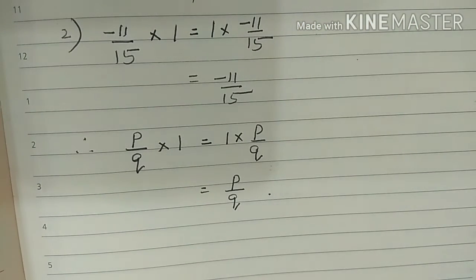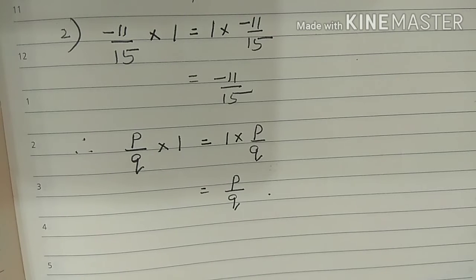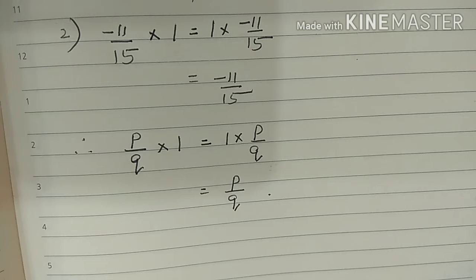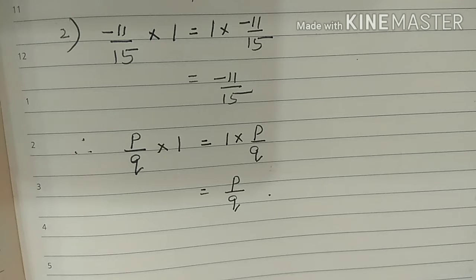So, now let us generalize the fact. Okay? From the above example, we can conclude that for any rational number p by q, p by q into 1 is equal to 1 into p by q, which is equal to p by q. That means 1 is the multiplicative identity. Okay?